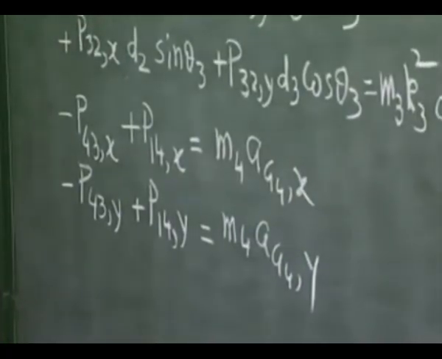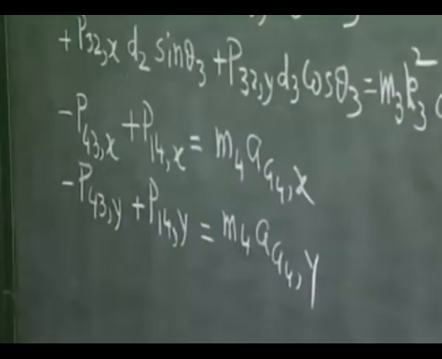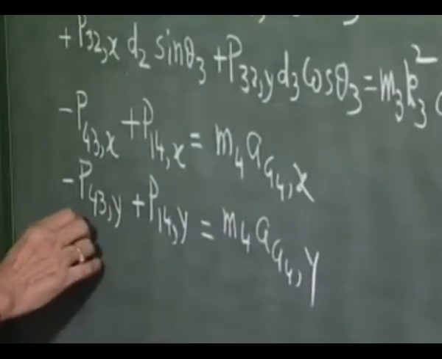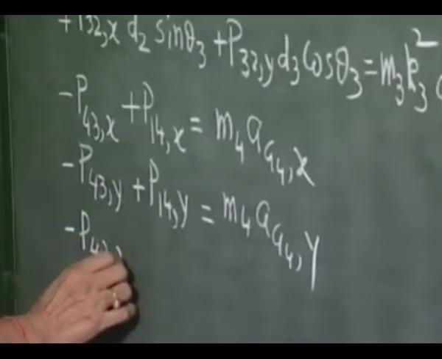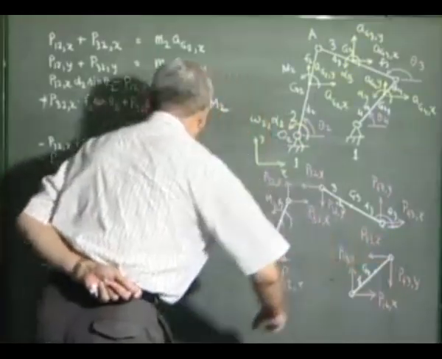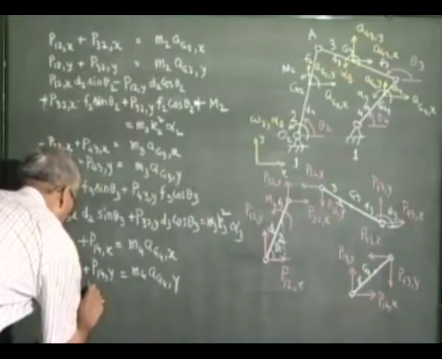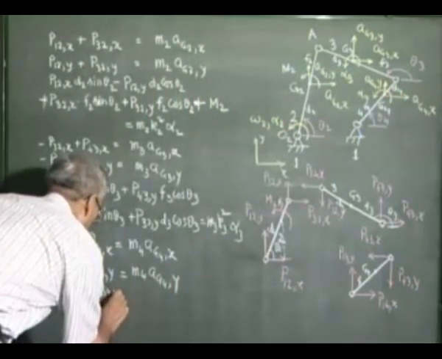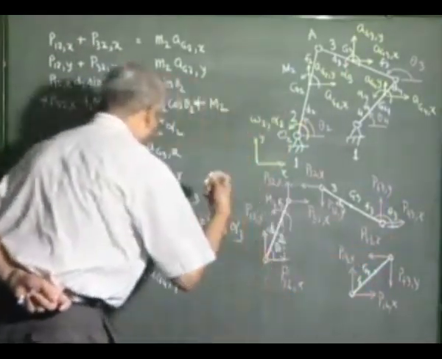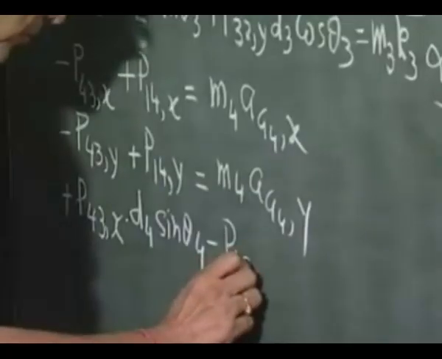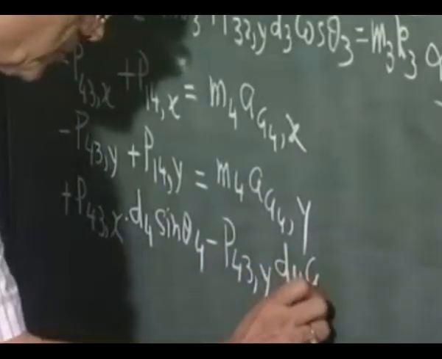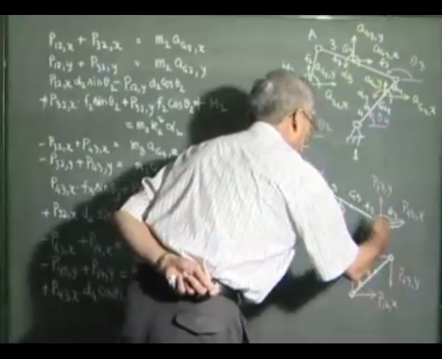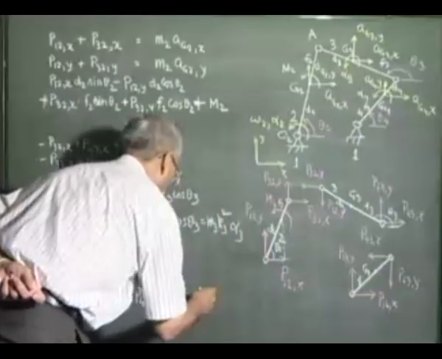And similarly, the moment equation, that means the total moment about the center of mass, will be plus P43 x into d4, sorry, it will be plus because it will be anti-clockwise, and the moment arm is this much. This is d4 and this angle is theta 4, so d4 sine theta 4. This one will produce a clockwise moment, so it will be minus P43 y d4 cosine theta 4. This will produce again an anti-clockwise moment, that means a moment in the direction of alpha 4.